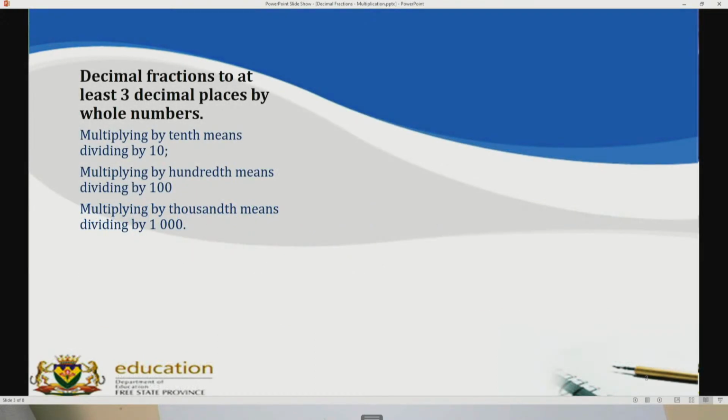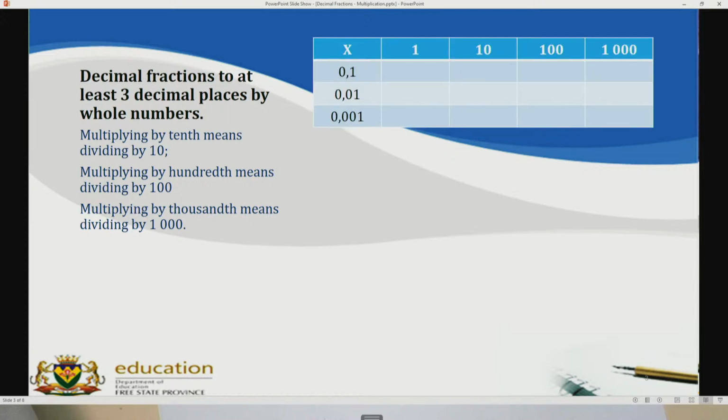Right. Now let us look at this. Decimal fractions to at least 3 decimal places by whole numbers. We are having 0,1, 0,01, and then 0,001. We multiply it by a whole number, which is 1. We get 0,1 by 10. We'll get what? 1. And then by 100, we'll get 10. And then by 1,000, we'll get 100.